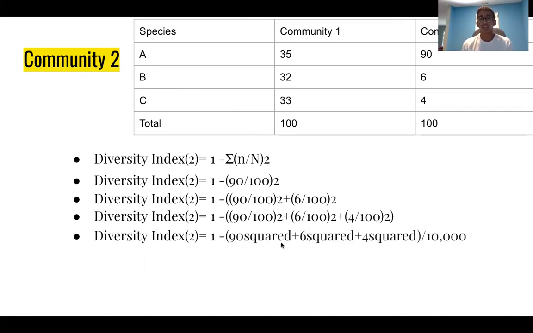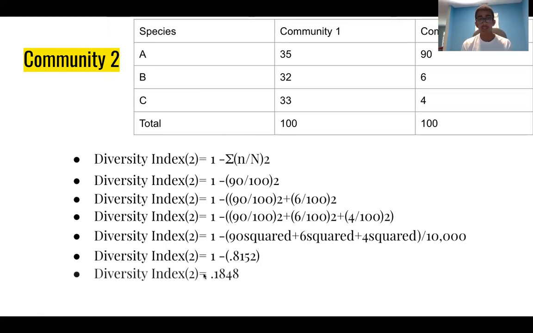And then all of that together is 90 squared plus 6 squared plus 4 squared, and we have the same common denominator of 10,000. All of this together is equal to 0.8152. So we can subtract that from 1, and we get 0.1848.